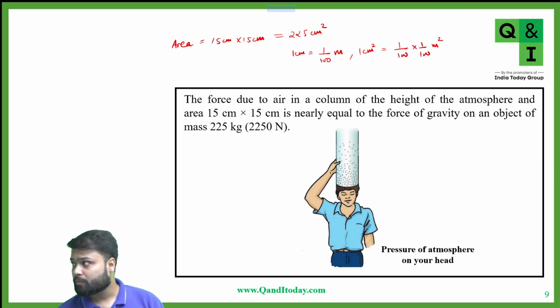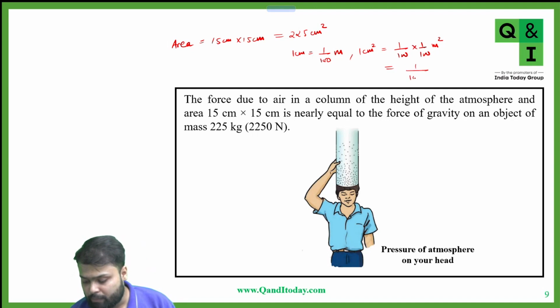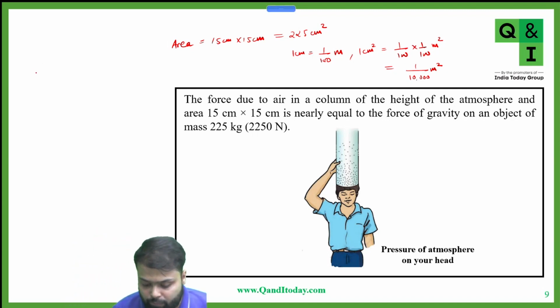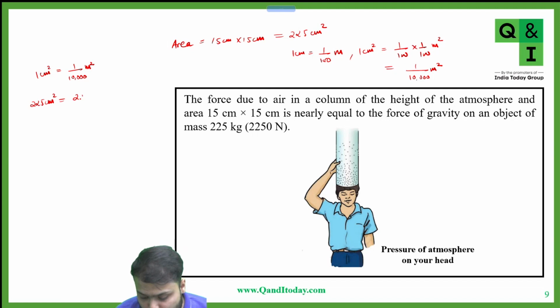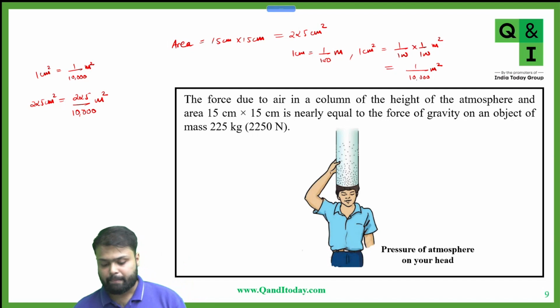Yes or no? Yes, sir. We can. So this is equal to 1 by 10,000 meter square. So in 1 centimeter square, we have 1 by 10,000 meter square. So in 225 centimeter square, can we say this is equal to 225 upon 10,000 meter square? Yes, sir. We can say that.